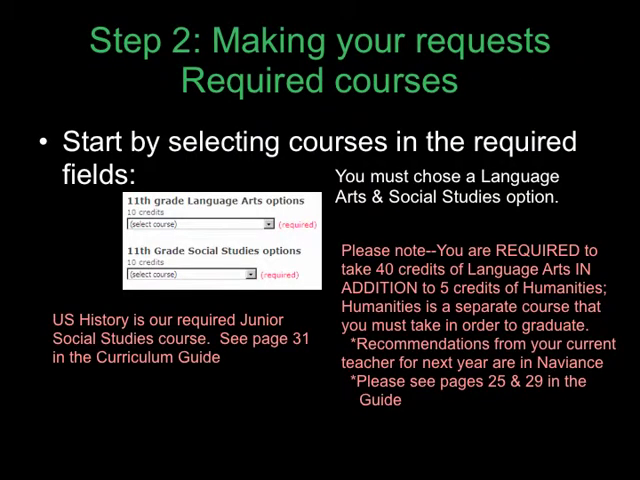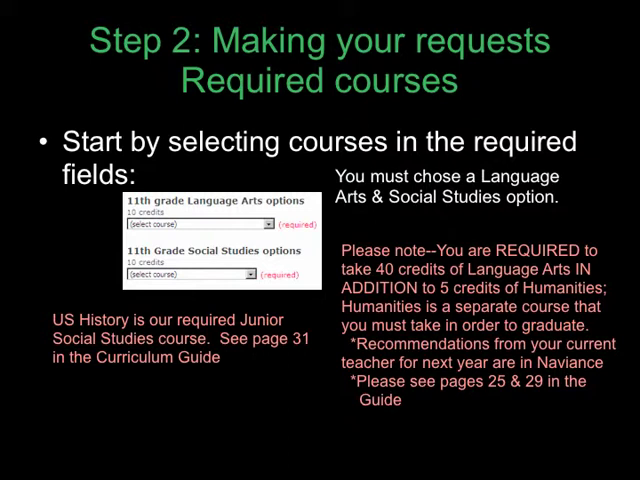Please start by selecting your courses in the required fields. You are required to take a language arts course and a social studies course. Please note, you are absolutely required to complete 40 credits of language arts in order to graduate. You must take an additional 5-credit humanities course to satisfy your graduation requirements. Recommendations for your language arts classes for next year are in Naviance from your teacher. Please see pages 25 and 29 in the guide for more information.